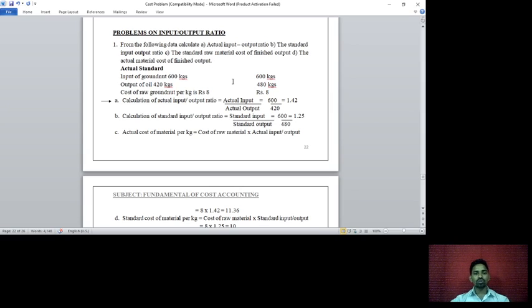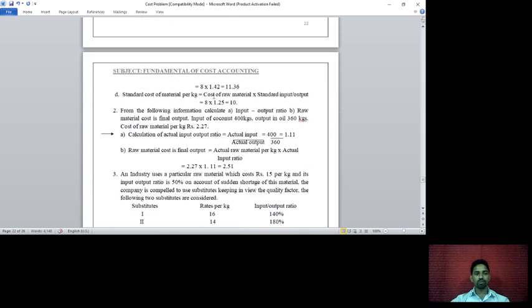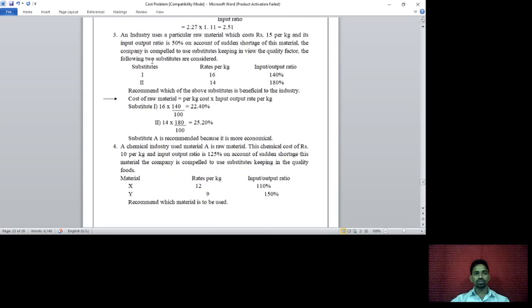Okay, so now we'll see the next problem, problem number 3. See here, an industry uses a particular raw material which costs rupees 15 per kg and its input output ratio is 50%. On account of sudden shortage of this material, the company is compelled to use substitutes keeping in view the quality factor. The following two substitutes are considered.